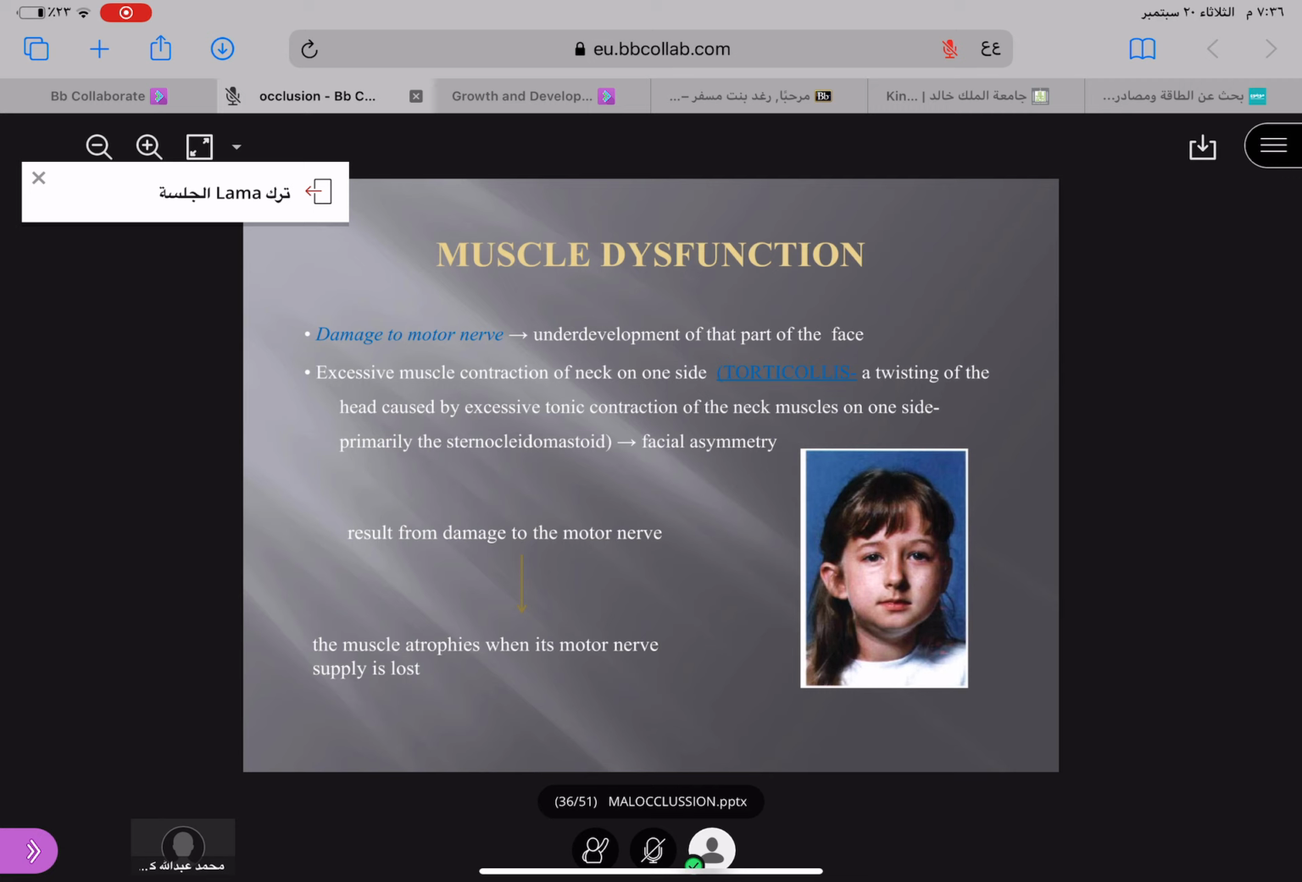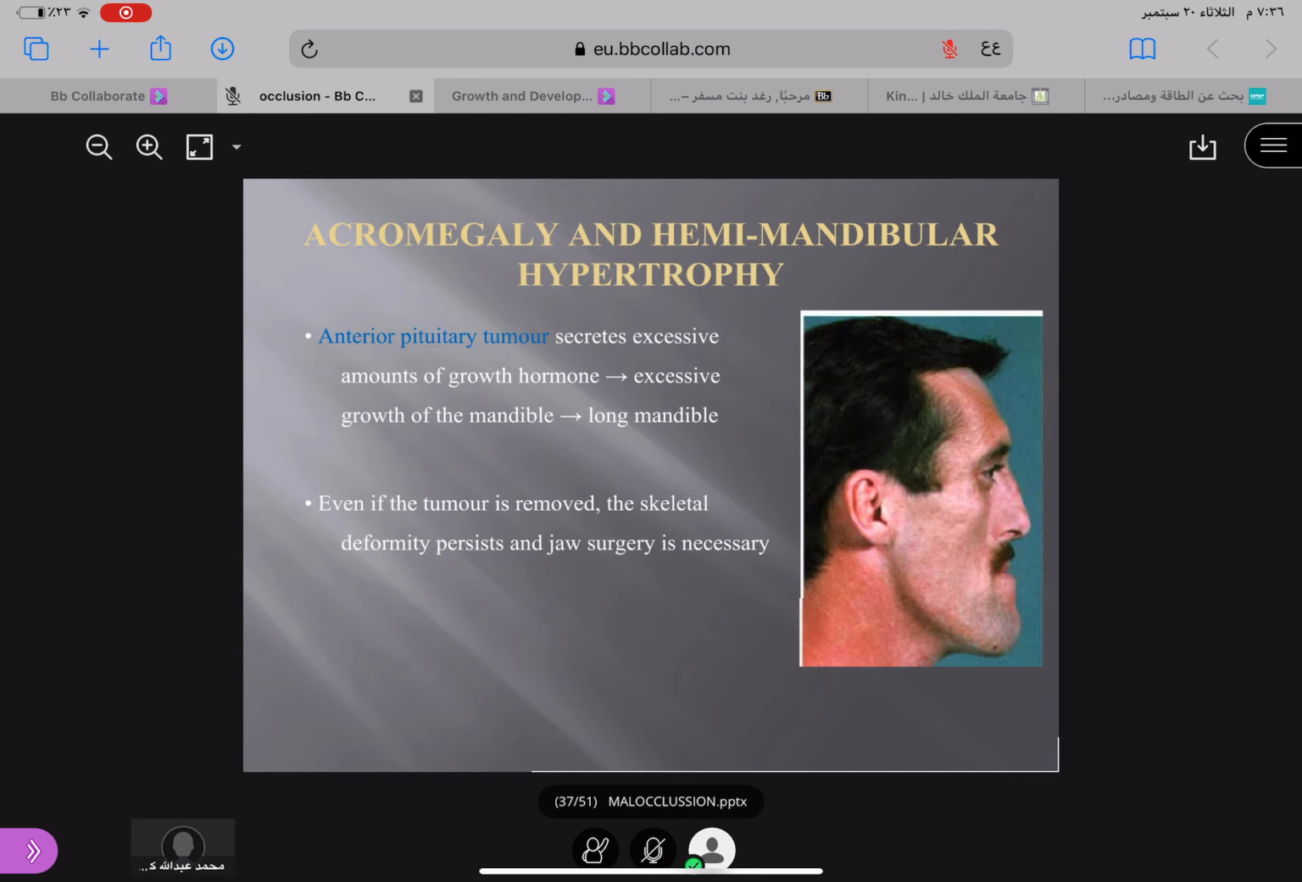Muscle dysfunctions. The muscle atrophies when its motor nerve supply is lost, which results from damage to the motor nerve. It can cause excessive tonic contractions of the neck muscles on one side, primarily the sternocleidomastoid muscle, resulting in facial asymmetry. Right? The condition is known as torticollis. The cause is damage to the motor nerve, and the result is underdevelopment of part of the face. Facial asymmetry can happen because of this condition, and this is because of injury to the motor nerve during developmental periods.